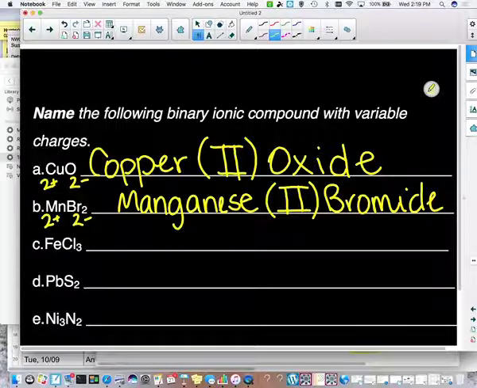It's not negative. It's a positive charge. I said bromine's charge is -2. Okay, manganese is +2. You will never have a Roman numeral with a non-metal. Only with the transition metals, and all their charges are positive. Okay? All right, try C on your own. See if you can figure out C.